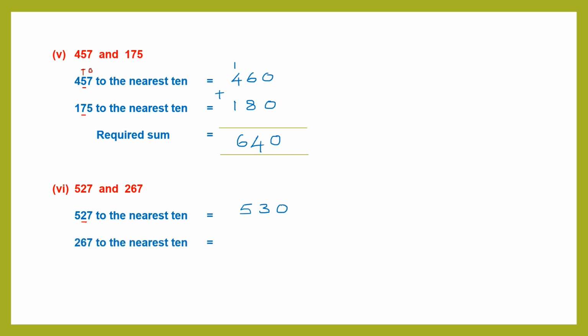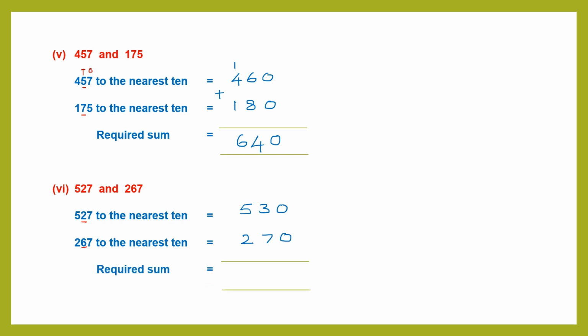Next number is 267. The digit in the tens place. Ones, tens is 6. And the digit to its right is more than 5. So 6 will change to 7. So that will become 2, 7 and 0.